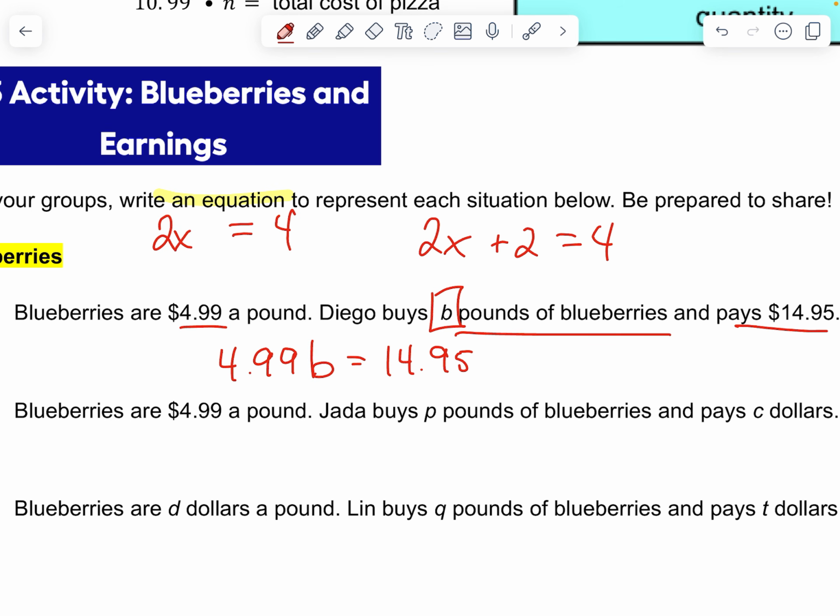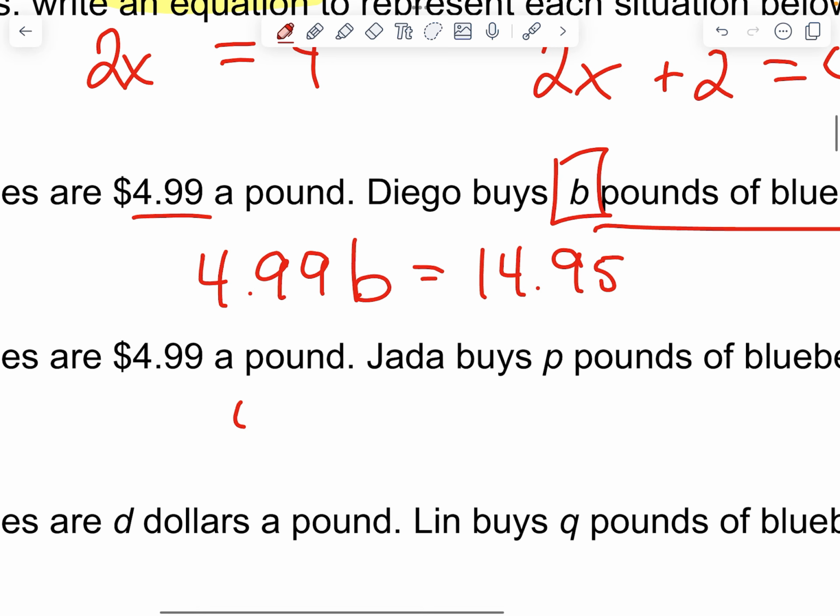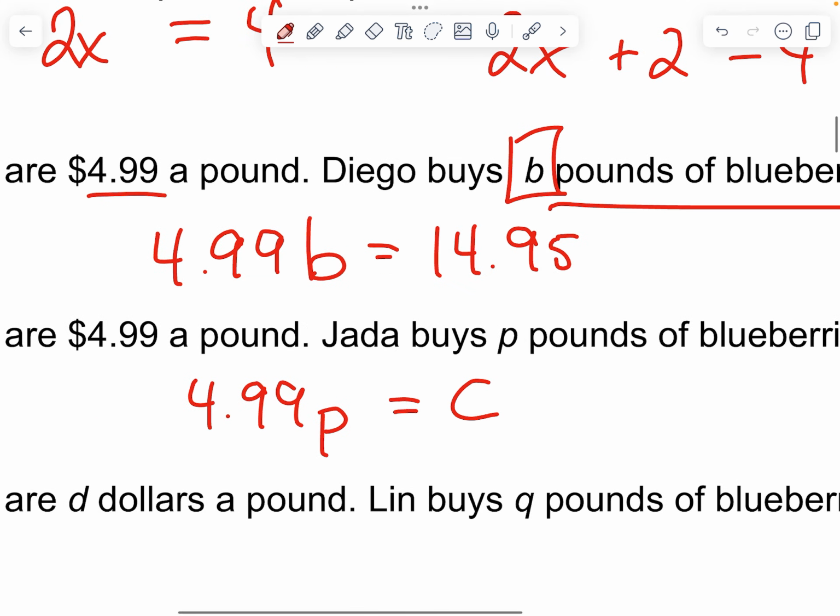Okay, second one changes it up a little bit. Now they're saying that Jada buys P pounds of blueberries, so we're changing the variable here, and pays a total of C dollars. So now we don't know the total, so that means we have 2 unknowns, and we actually wouldn't be able to solve this even if we wanted to without some more information. So we have $4.99P for Jada, and then C is the total cost.